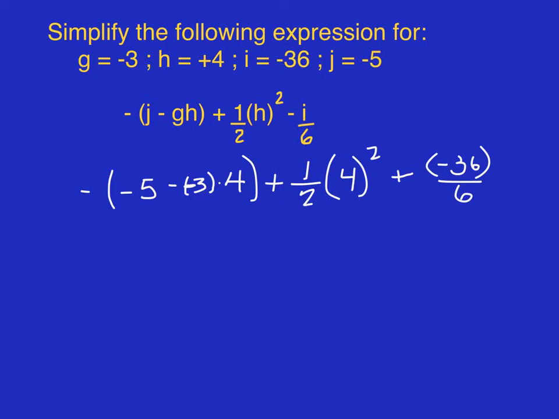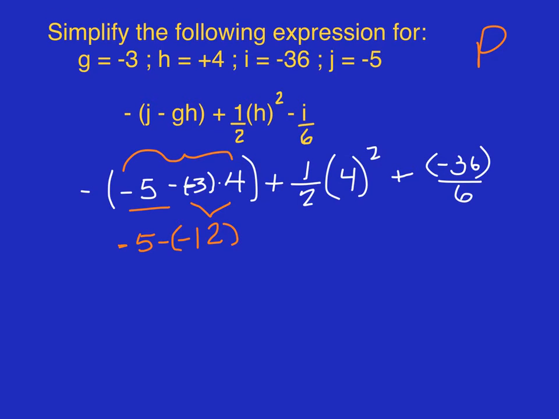Okay, so the first thing that we have here to do, obviously, is parentheses, which means I've got all of this to do here. So I've got subtraction and multiplication. I should know that I multiply first. 3 times 4 is 12. Negative times a positive is, in fact, a negative. Bring down the rest of my problem.